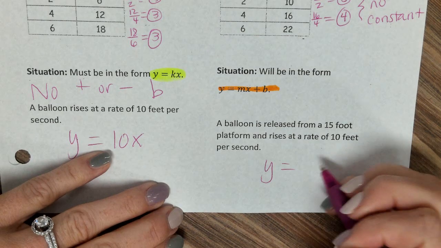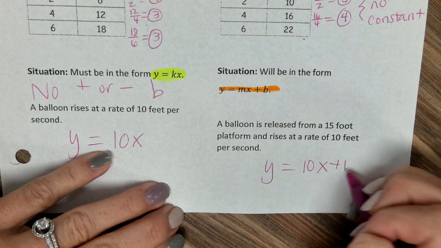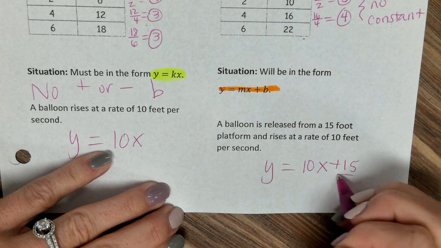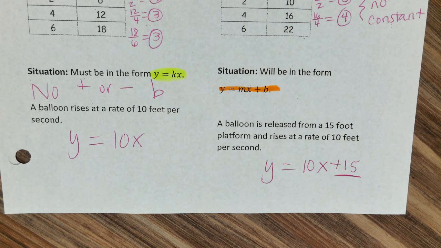Y equals 10x plus 15. This 15 is basically saying if I graphed it, it's going to pass through the y-axis at 15, not at 0. Do y'all see the difference between proportional and non? All right, flip to the back.